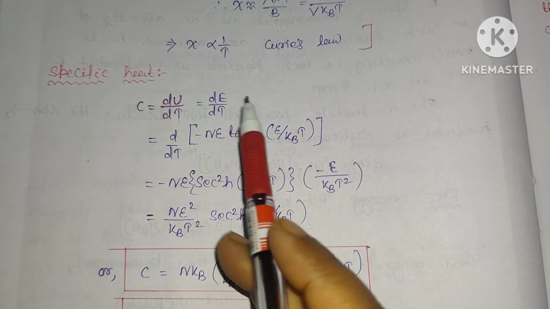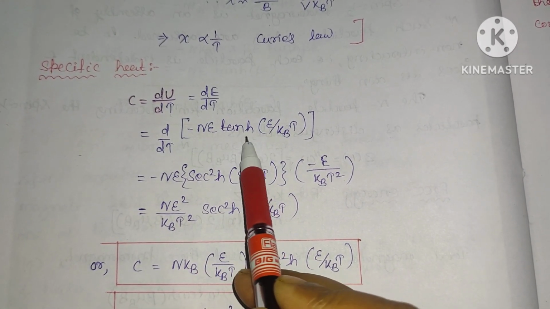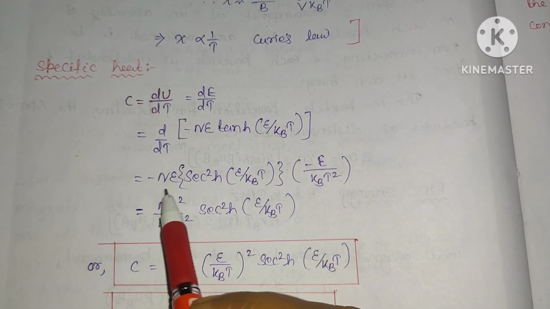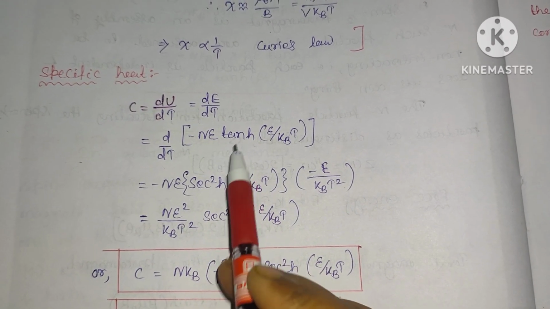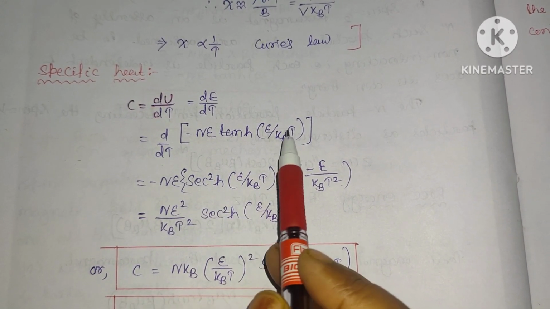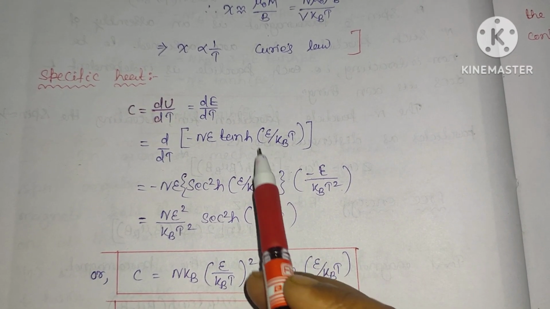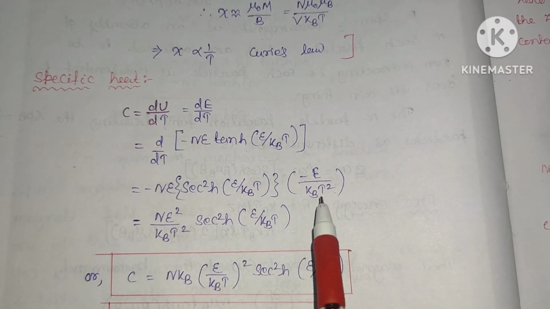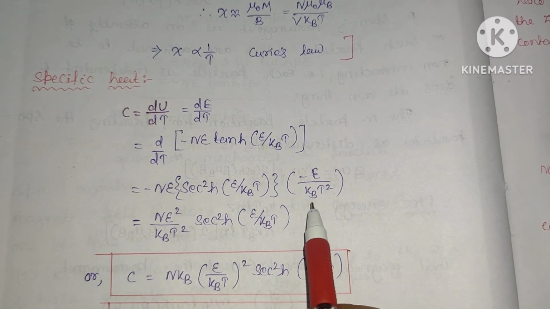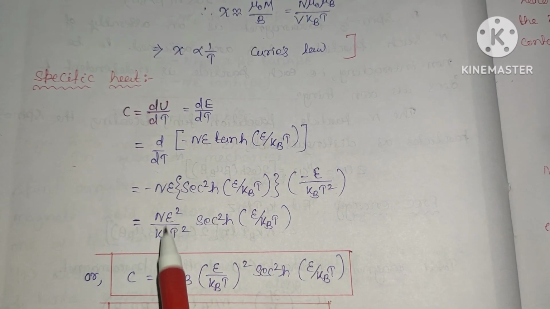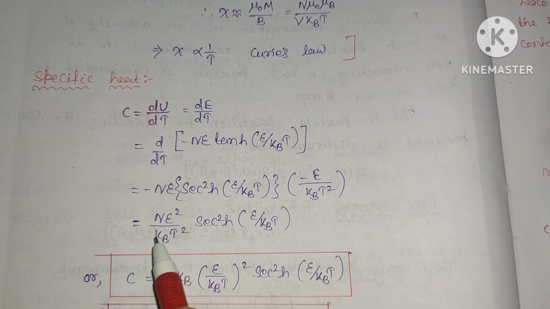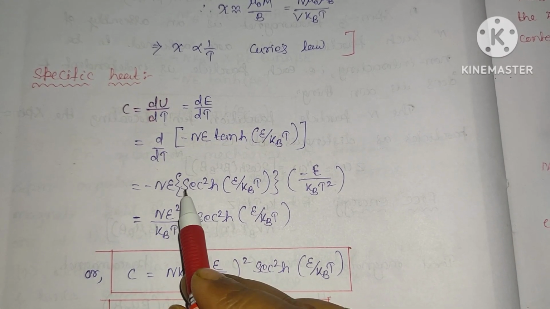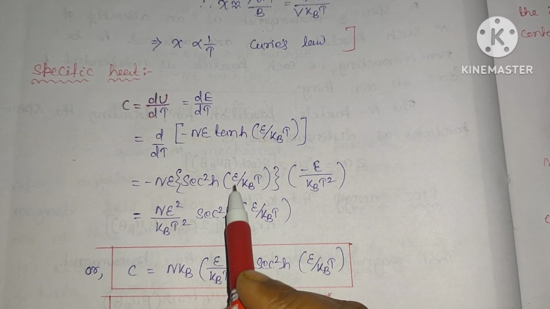So in place of E, the total energy, is minus nε tanh ε/kT. So the derivative with respect to the temperature will give minus nε, in place of tanh this will be sech squared ε/kT, into minus ε/kT squared. This is 1/T, derivative will be minus 1/T squared, and this ε/kB is constant. So this expression will be like nε squared, this minus becomes plus, nε squared divided by kT squared into sech squared, hyperbolic, this is ε divided by kT.